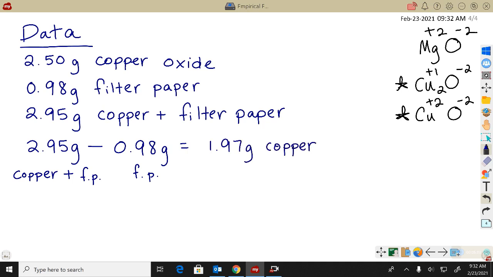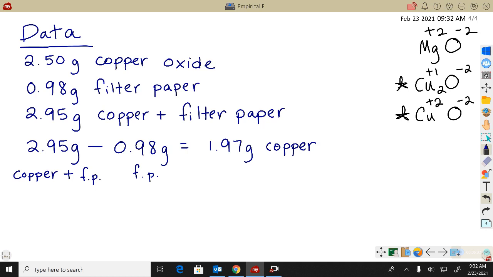And that's why it was nice to mass the filter paper alone, because it's kind of hard to scrape all the copper off of the filter paper and just mass it. There's usually a little bit of copper that sticks to the paper. Now I don't even need to worry about it. All right, so here is my data.